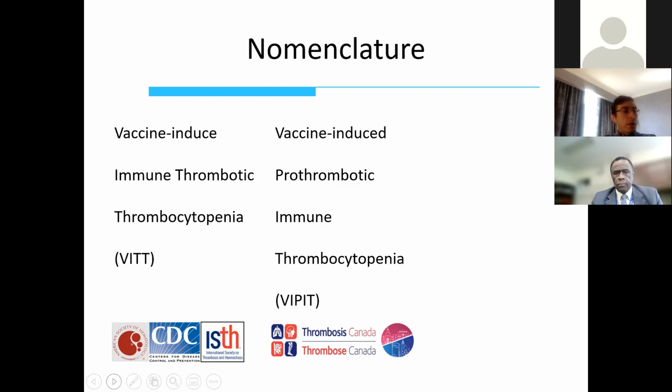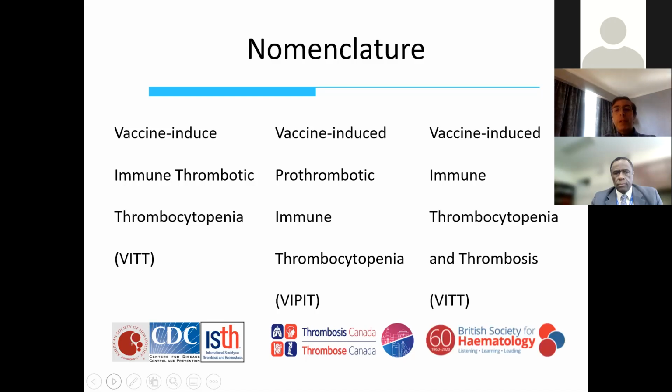Thrombosis Canada, obviously the highest national body related to what pertains to thrombosis in our country, and the German Thrombosis and Hemostasis Society initially adopted the terminology vaccine-induced prothrombotic immune thrombocytopenia, or VIPIT. The British Society of Haematology adopted a nuance of VITT, so-called vaccine-induced immune thrombocytopenia and thrombosis, also abbreviated as VITT.